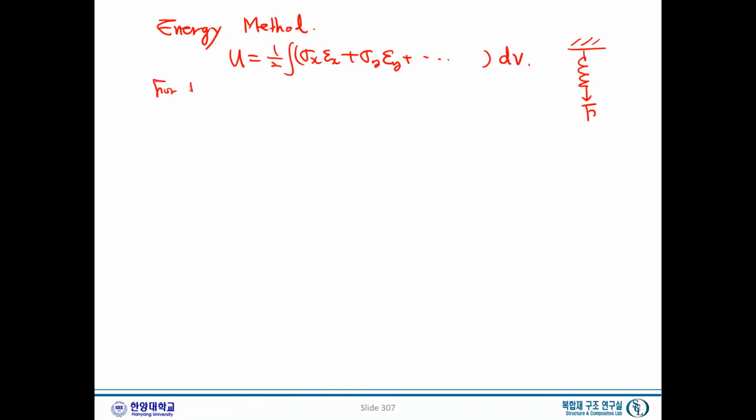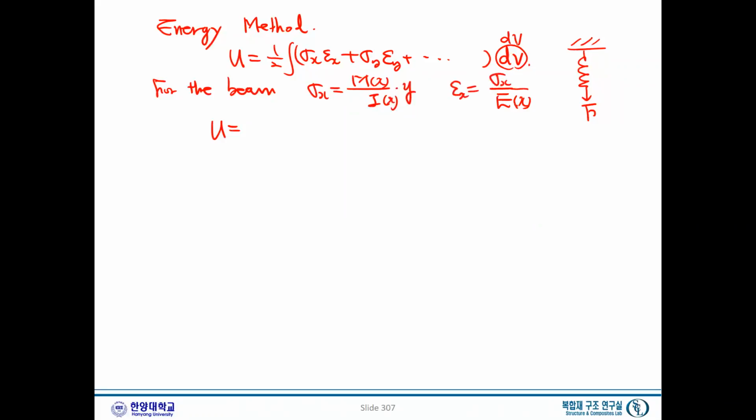And for the beam, we do know sigma x equals moment, which is a function of x, divided by I, times y. I'm sorry, not EI, it's I. EI can also be a function of x, of course. y is the vertical distance. And epsilon x is simply sigma x divided by Young's modulus, which of course can also be a function of x. Then we put it there and do some integration.